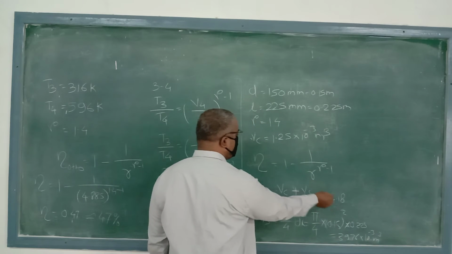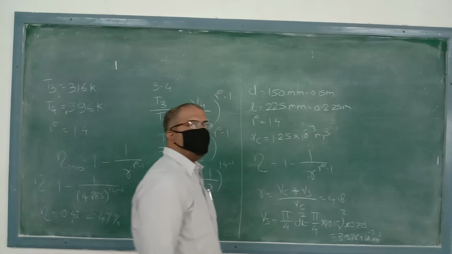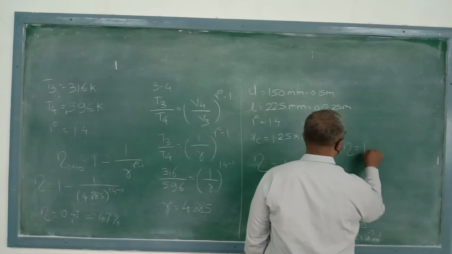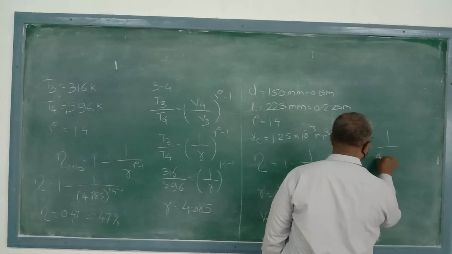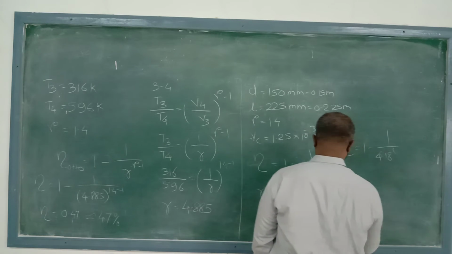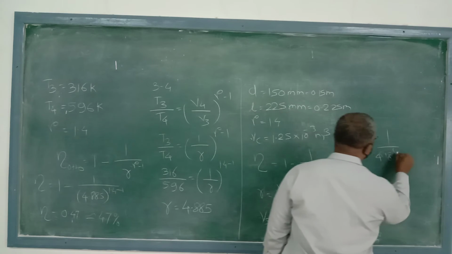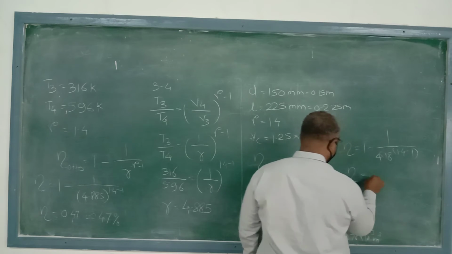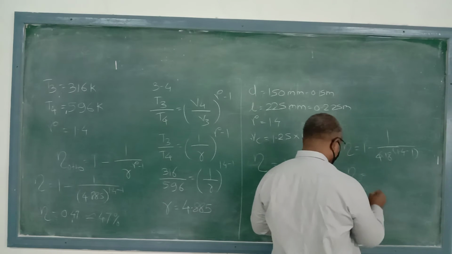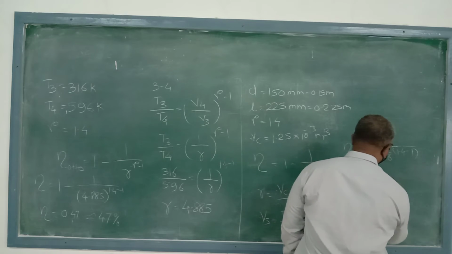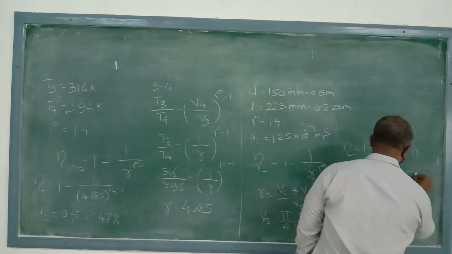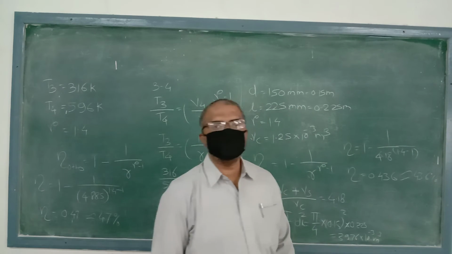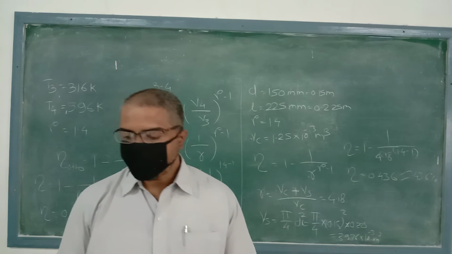Now we know the value of compression ratio. We are going to substitute this value of compression ratio in the efficiency formula. So efficiency is equal to 1 minus 1 upon 4.18 raised to gamma minus 1, that is 1.4 minus 1. So efficiency comes 0.436, which we are calculating as 43.6% efficiency of the Otto cycle we are finding.